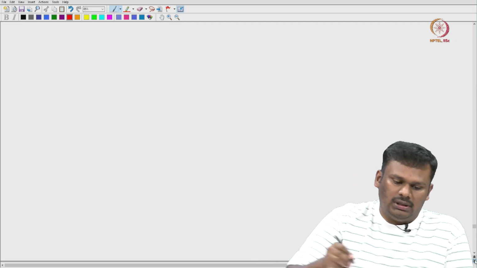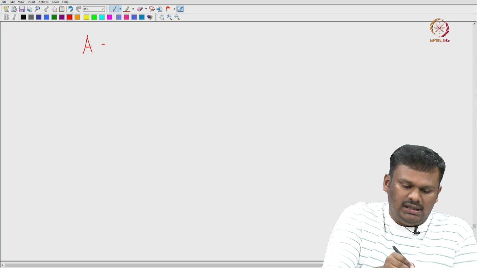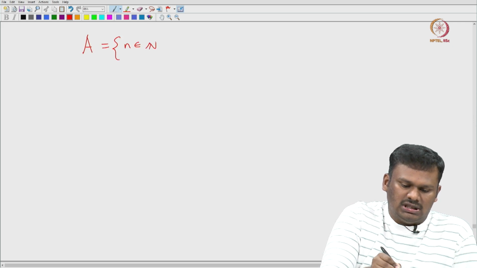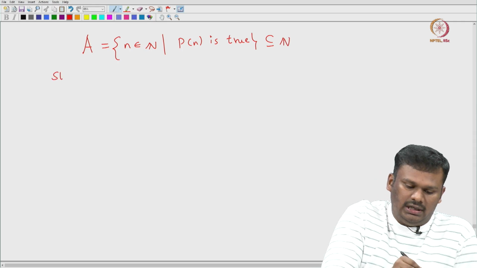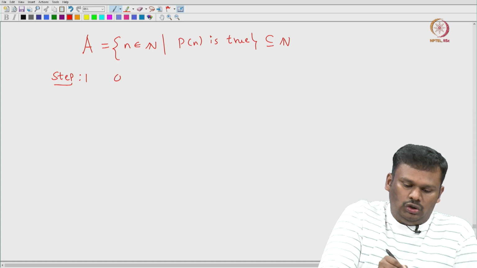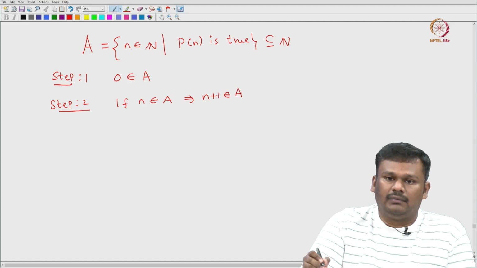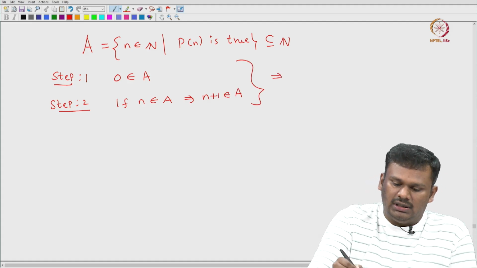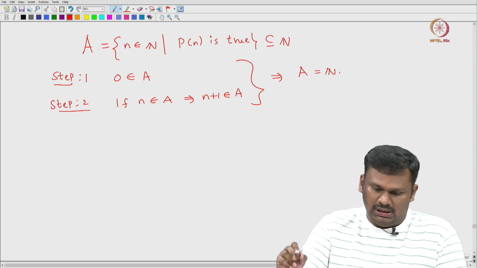Indeed, if we think about what we are doing: if the statement P of n is given, we are constructing this set A, which is a subset of N, such that P of n is true. Step 1 verifies that 0 is in A, and step 2 verifies that if you assume that n is in A, then that implies n plus 1 is in A. Using these two, we conclude that A is the entire N. That is what is happening in the process.